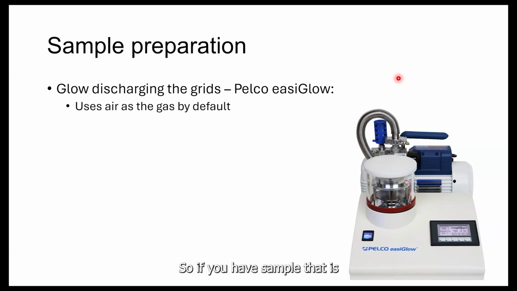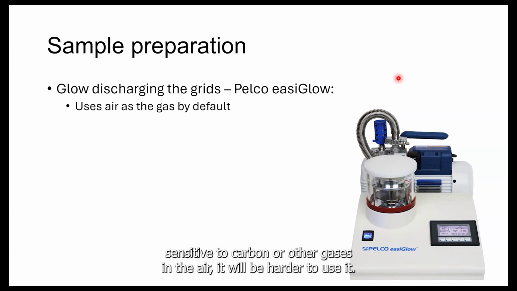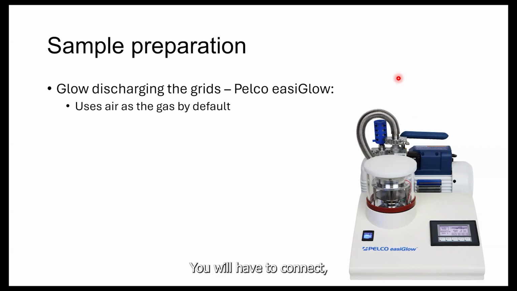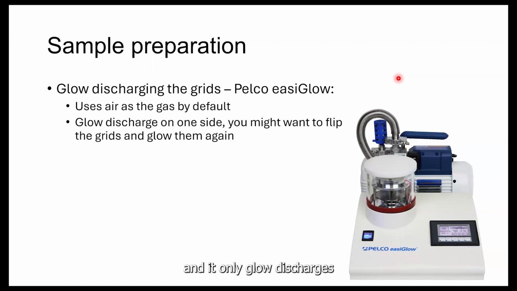So if you have a sample that is sensitive to carbon or other gases in the air, it will be harder to use. You will have to connect different gases to the pump and run them through it, and then you have to vent it, and it takes longer. And it only glow discharges your grid on one side. You put your grids here in this area, and they're facing up, so they glow discharge from one side.